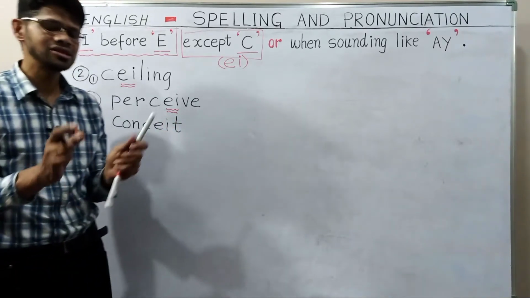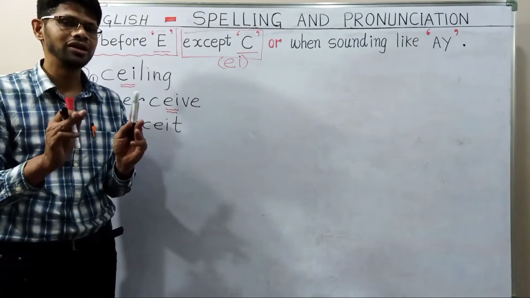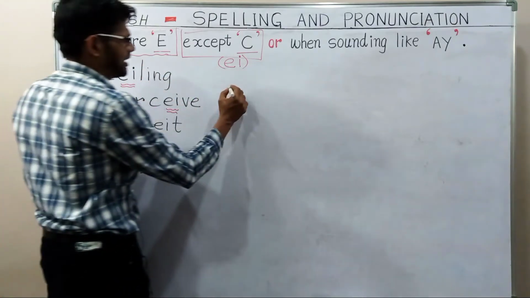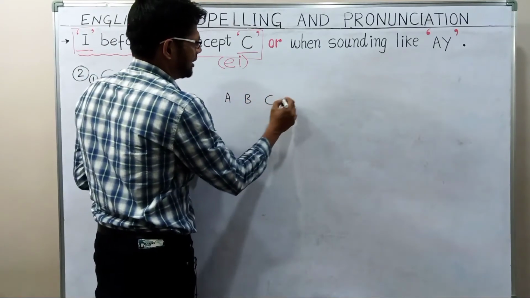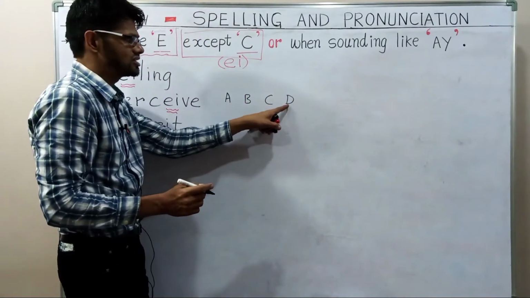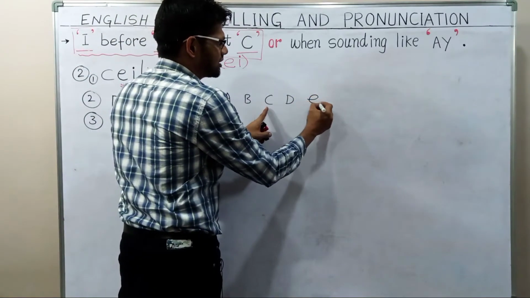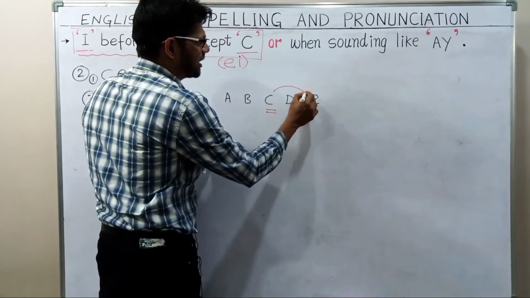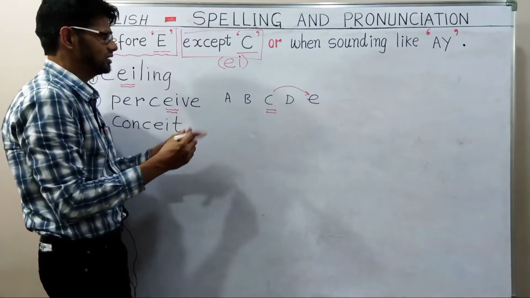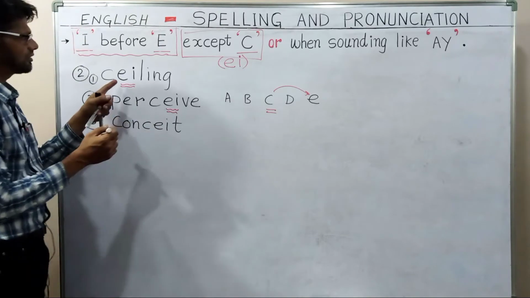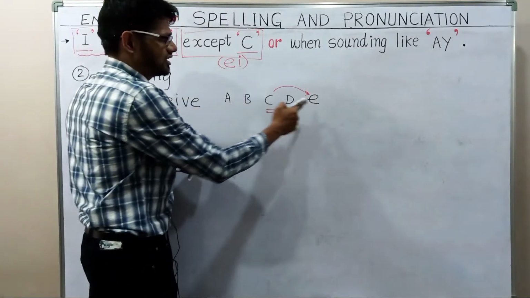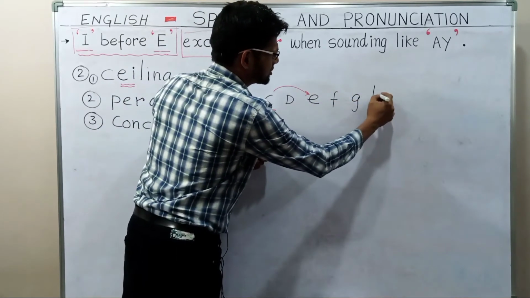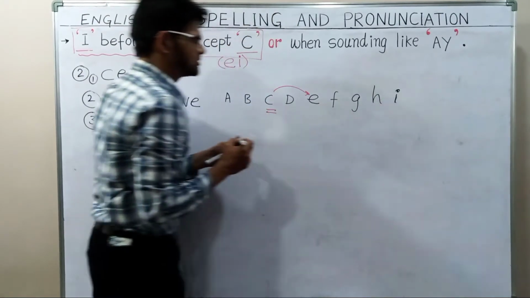How to remember? We have a very simple trick. You will never forget this trick. What is that? A, B, C, D. If I write A, B, C, D, after C, D is there, and after D, E is coming. So you can link this idea. After C, E will come first, not I. So here also after C, what are we doing? After C, E is taking. So A, B, C, D, E. Then if we continue A, B, C, D, E, F, G and H, I. So I is far. And which one is closer?